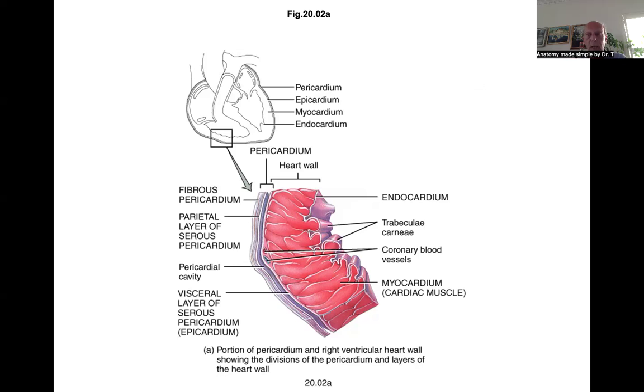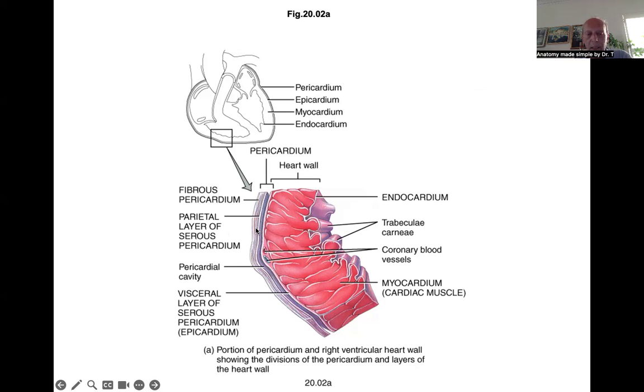And that lubrication is what completely eliminates any signs of friction between the heart and its immediate surroundings, regardless of whether the heart is in full systole or full diastole. Friction should not be allowed.